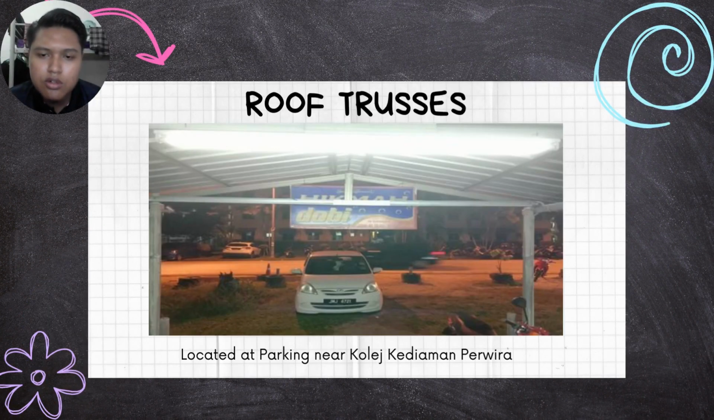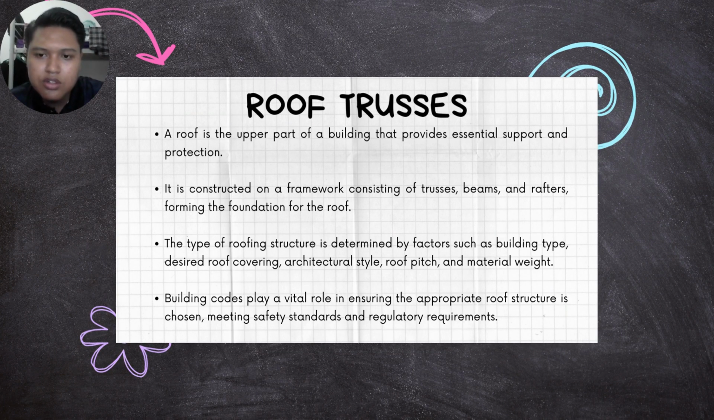The choice of my structure is roof trusses. I have visited the roof trusses that I found located at the parking near College Kediaman Perwira. A roof is the upper part of a building that provides essential support and protection. It is constructed on a framework consisting of trusses, beams, and rafters, forming the foundation for the roof.